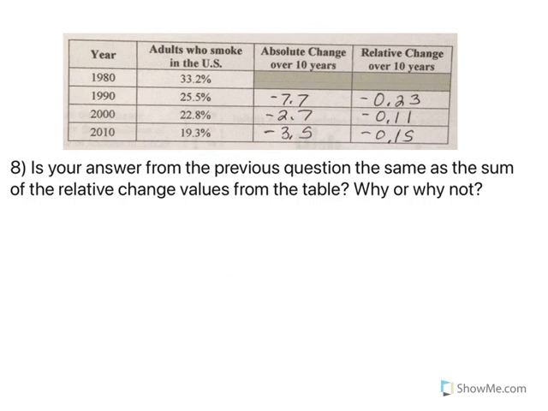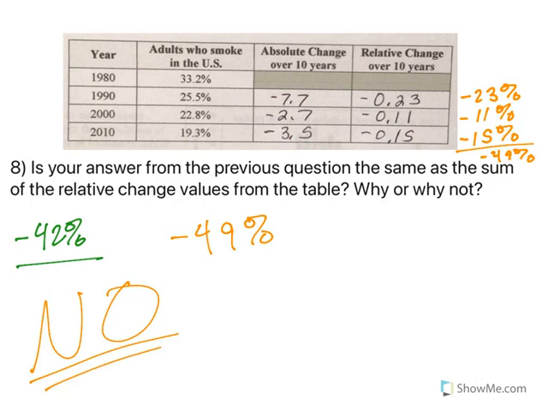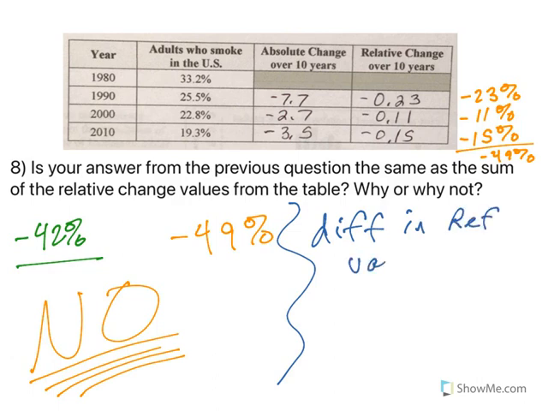Is our answer from the previous question, negative 42%, the same as the sum of the relative change values from the table? So we had negative 23%, negative 11%, negative 15%, which, when we add those together, gives me a negative 49%. So is negative 42 the same as negative 49? And the answer is no, those are not the same. And the reason is the difference in reference values.